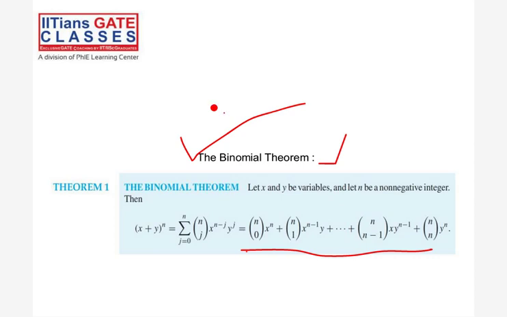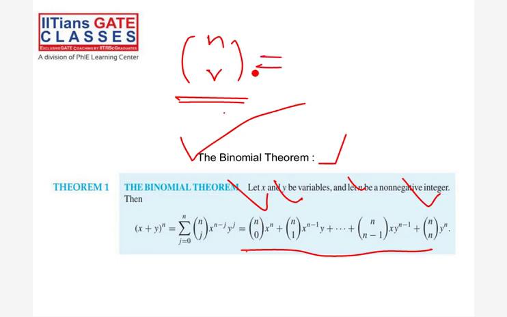Now in this binomial theorem, you can see we are using nCr because r goes from 0 to n. So we are using nC0, nC1 and so on up to nCn. That's why nCr is also known as the binomial coefficient, because in the binomial theorem nCr is working as a coefficient.